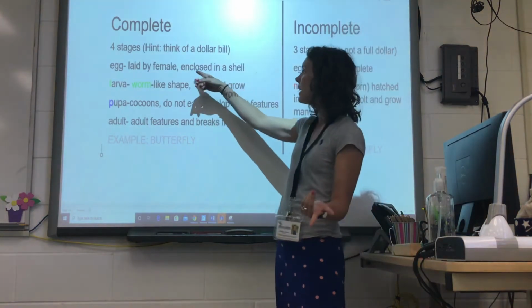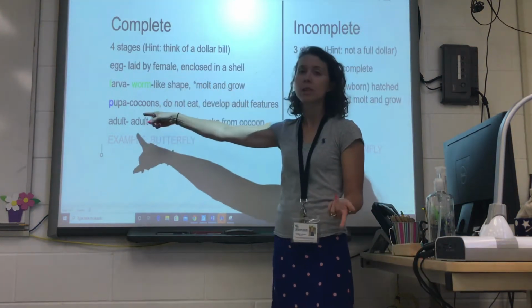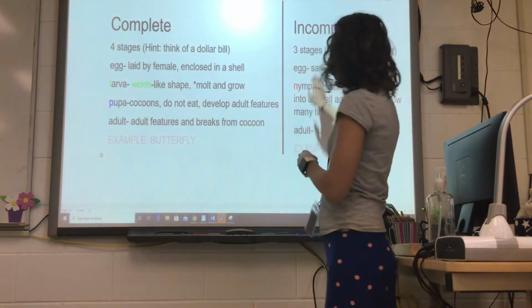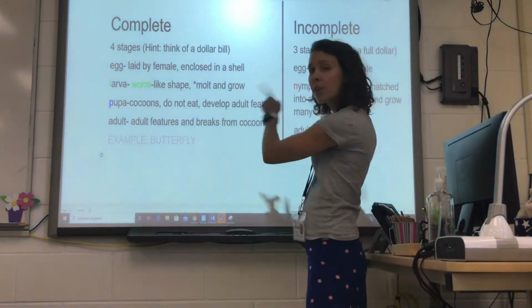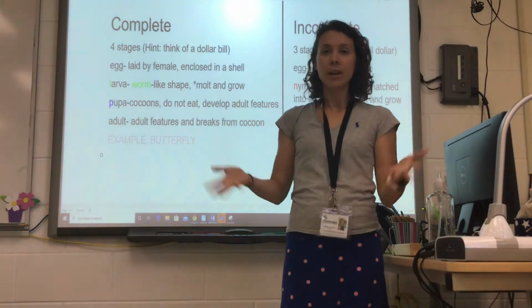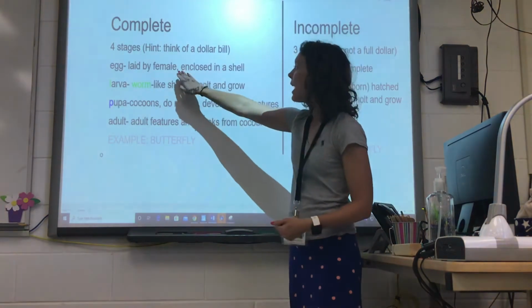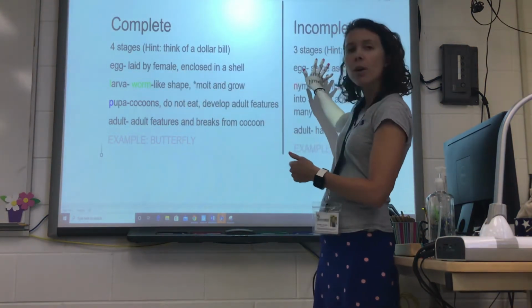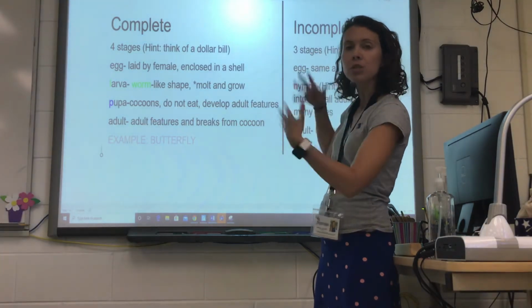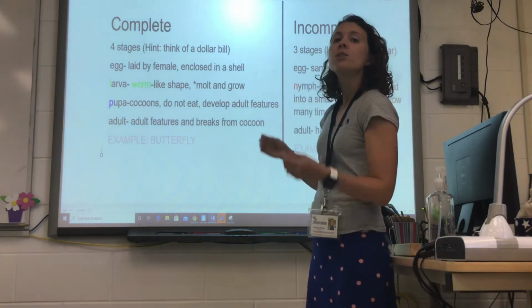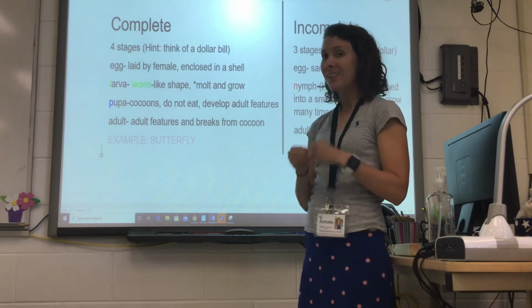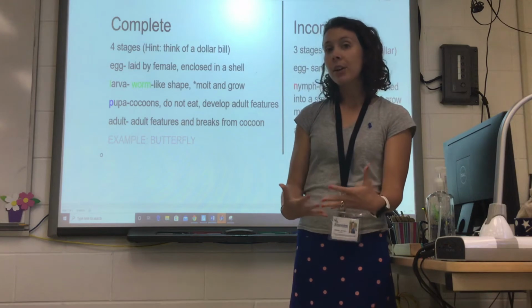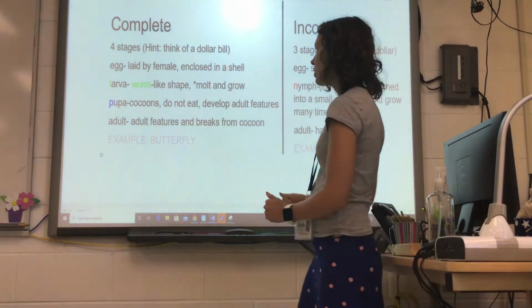On the next line, it tells us what those stages are. The first stage, for complete, is an egg. This is the same for incomplete. Each of them always starts with an egg, so all insects start as an egg. The egg is laid by a female, and it's enclosed in a shell. An egg is an egg. They're the same thing. So complete and incomplete are similar because they both start as an egg. They are different in their next stages, so pay close attention here.